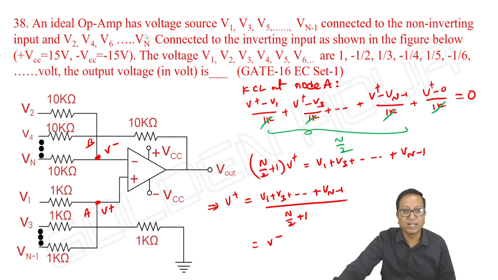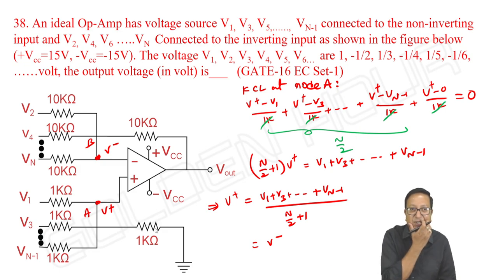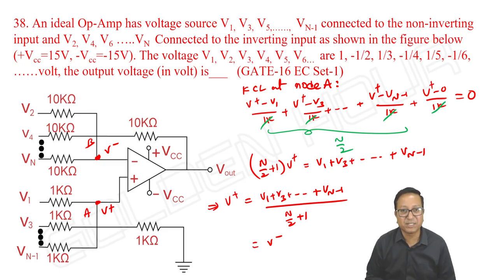Okay. So an ideal op-amp has voltage sources connected to the non-inverting and inverting terminals as shown in the figure. The value of V output? Here n is not mentioned. Actually, something is missing in the question. If n tends to infinity, something like that.